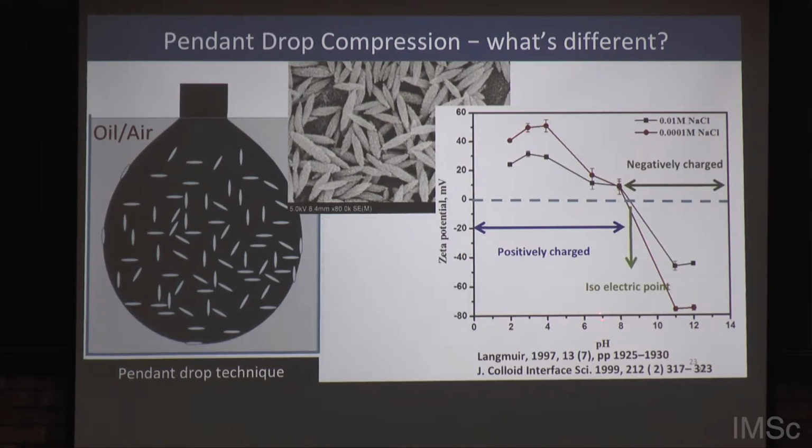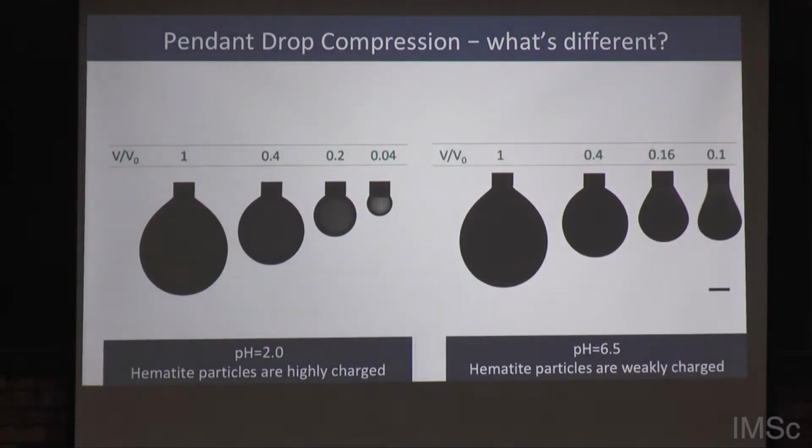But if I go to 6.5, which is somewhere here, the particles are weakly charged. So these two contrasting behaviors that you saw: in one case an isotropic compression, in the other case the formation of this wrinkling. We think that is associated with the charge of the particle. This is exactly the same video, but I've taken different frames.